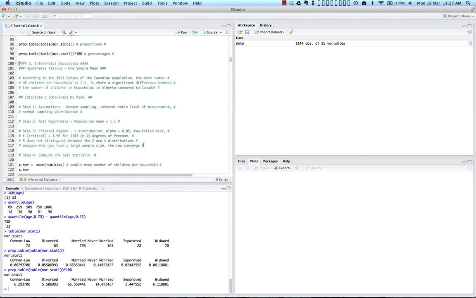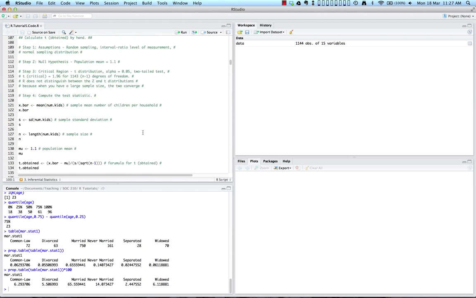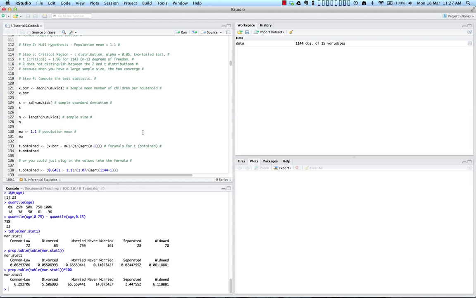And notice here that our t is equal to what our z value would be if we were using a z distribution here. So we have plus or minus 1.96. In step number 4, we're going to compute the test statistic. Let's start by signifying our different variables that we'll need to compute our formulas.